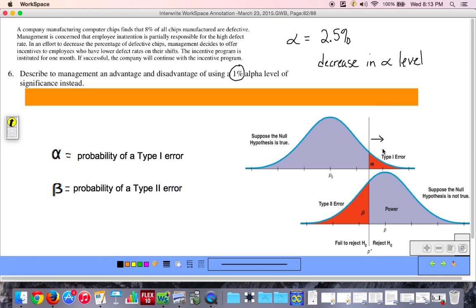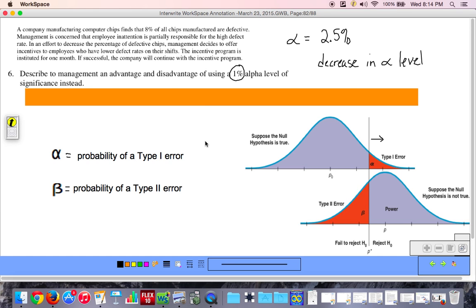If the alpha level is decreasing, the vertical line would move to the right, which would mean my beta level, the probability of committing a type 2 error, would increase, and the power of the test would decrease. So let me say that again. If I decrease the alpha level, if I move this vertical line to the right, I would be decreasing the alpha level, which would increase my beta level and decrease the power of the test. Okay, so keep that in mind when we answer this question.